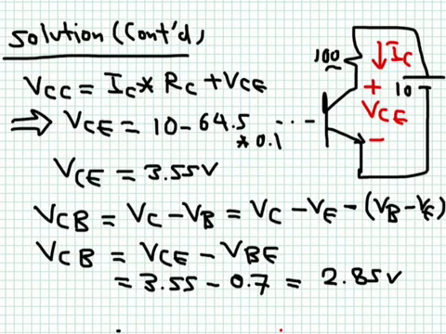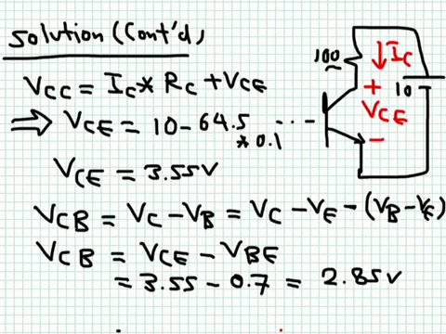Now the last thing we need is VCB. VCB, the collector to base voltage, is by definition V collector minus V base, or we can simply write it as V collector minus V emitter minus V base minus V emitter, because if you expand that, V emitter will cancel out. You end up with V collector minus V base. So if you put all this together, this is VCE, we already calculated that. This is VBE, which is equal to 0.7. So VCB will be 3.55 minus 0.7, which is equal to 2.85 volts.